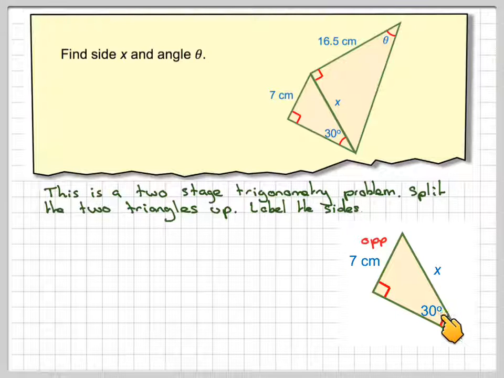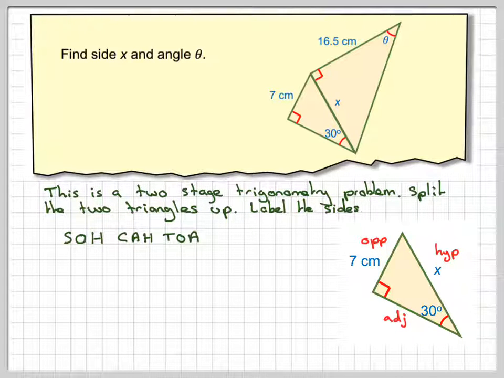This side is opposite because it's opposite 30 degrees. This side is the hypotenuse, which is opposite the right angle. And this side is adjacent because it's next to the angle. Then if we remember SOHCAHTOA: sine is opposite over hypotenuse, cosine is adjacent over hypotenuse, tangent is opposite over adjacent. And then identify what we've got. We've got the angle, we've got the opposite side, and we've got the hypotenuse. So angle, opposite, hypotenuse suggests that we need to be using sine.